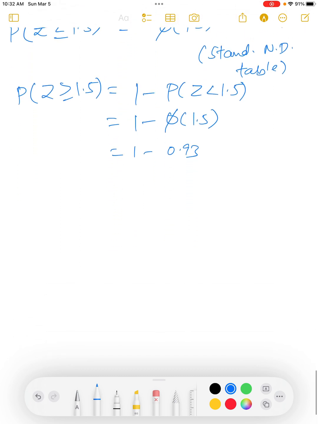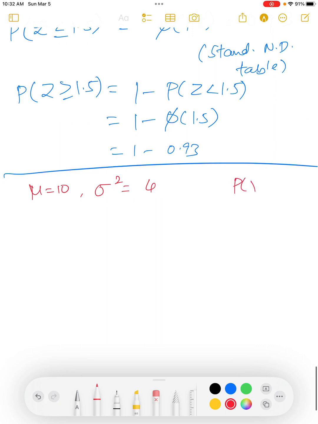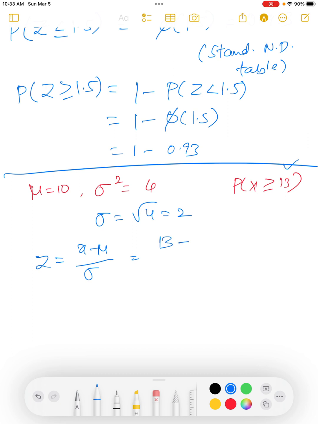So the main uses, you'll know that. Let's do a problem. A normal distribution with the mu value 10 and variance 4. What is the probability that a measurement exceeds 13? Okay, I need sigma, that is the root of 4, which equals 2. So I'm converting the normal distribution to the standard normal distribution, where z is equal to x minus mu divided by sigma. What is x here? 13 minus 10 divided by 2, this is 1.5.